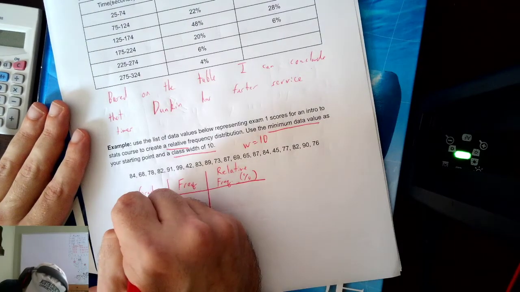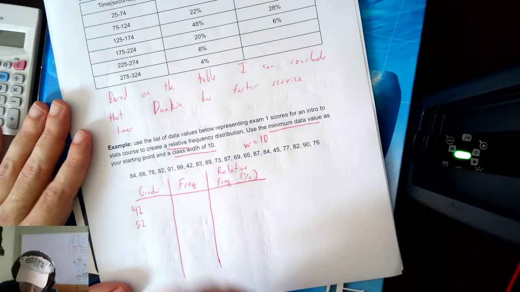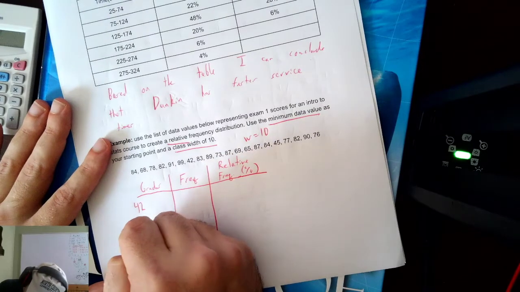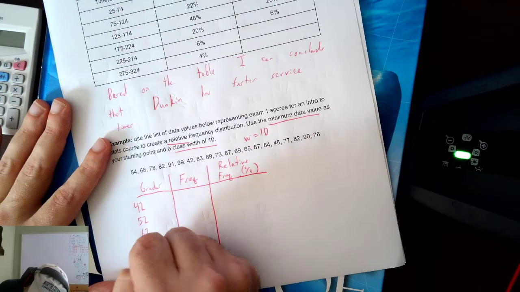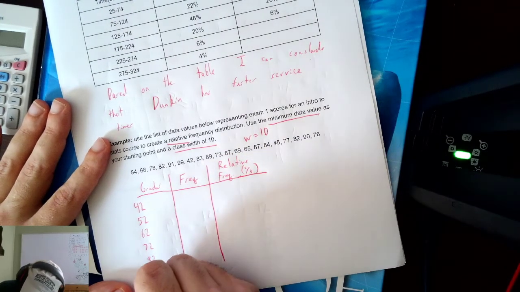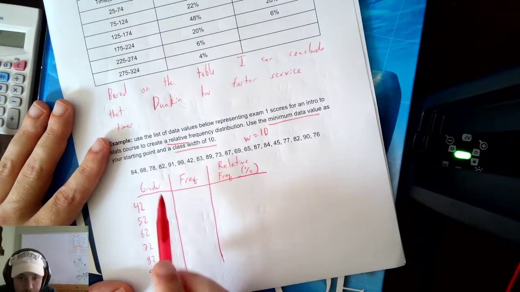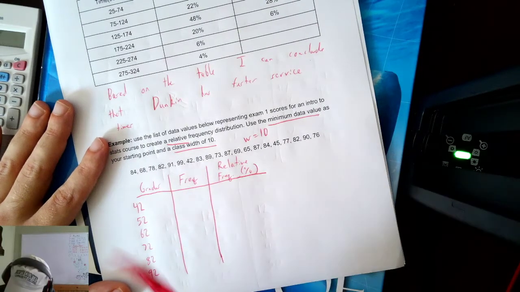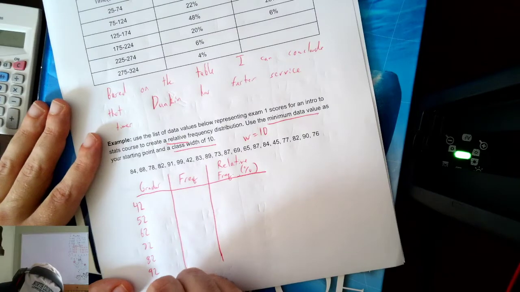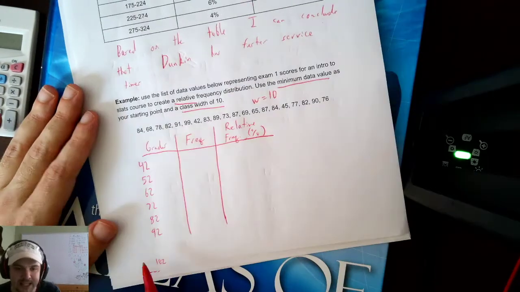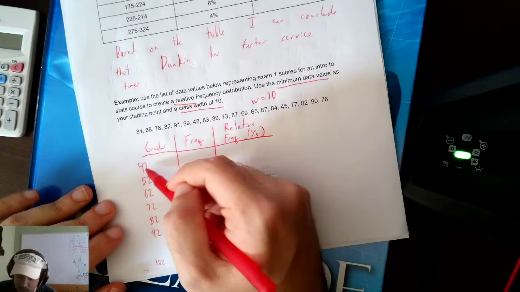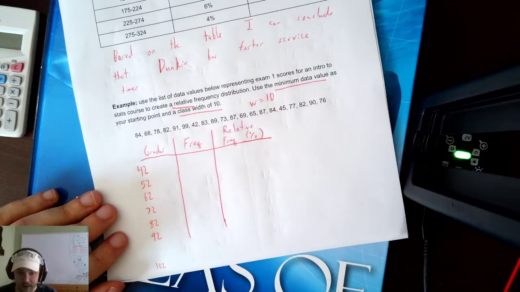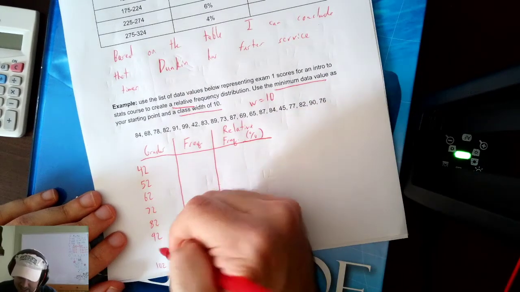My next category will start with 52, then 62, 72, 82, 92. Well, next would be 102, but I'm not going to need 102, am I? I'm going to write it down here on the bottom just so we can see we won't need it, but that's where I'm going to stop. Notice I went up by 10, 10, 10, 10, 10.